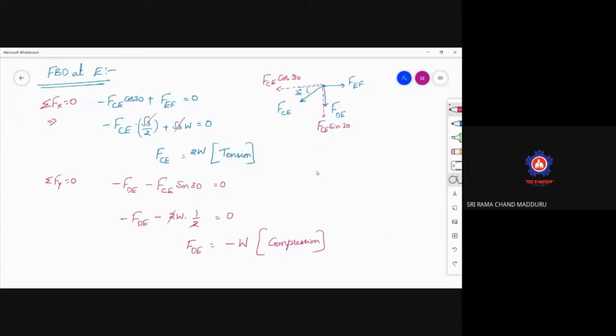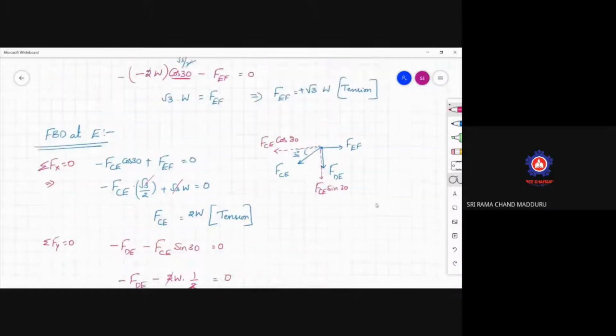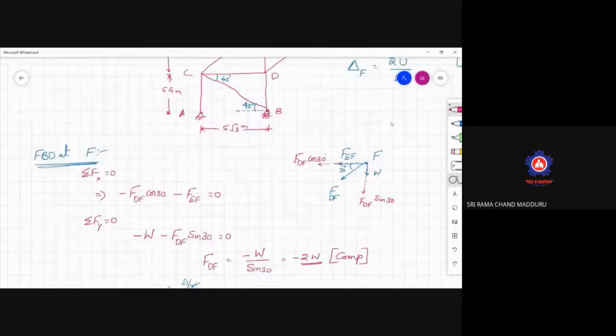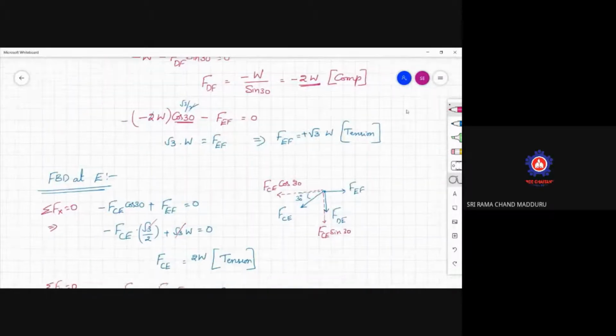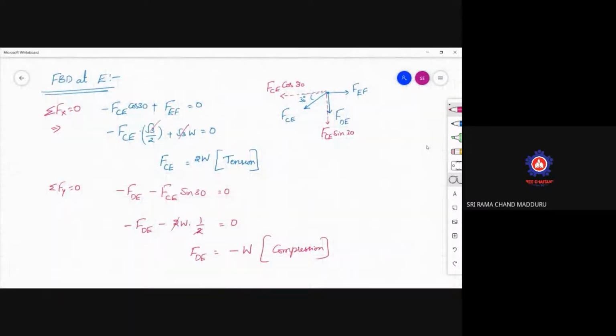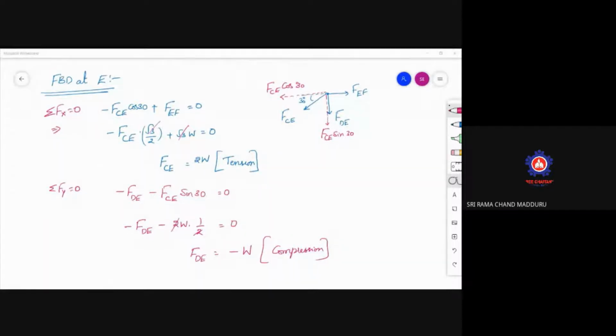So we have drawn the free body diagram at E, and the forces in CE as well as forces in DE are calculated. Just see this one. When you are solving this, the first unit is already covered. Method of joints. Once again, we are revising method of joints. Those who didn't do it, please do it along with me. Please do the problem.